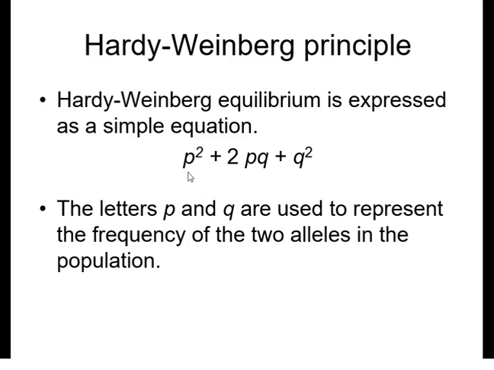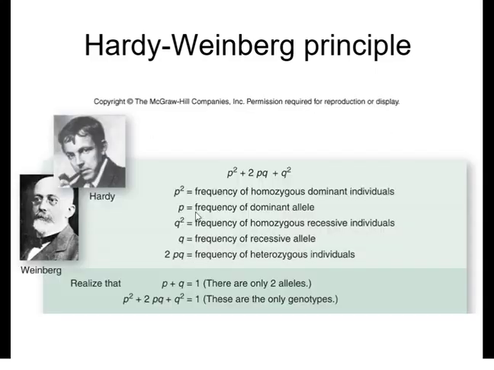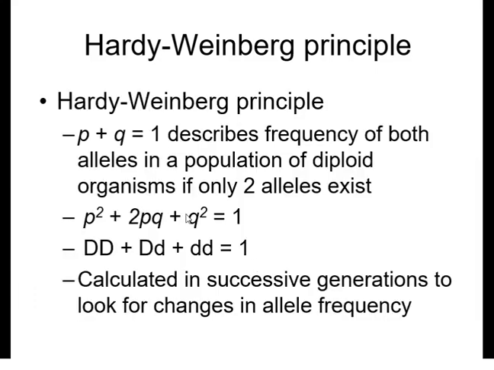If you remember from lecture 15, we learned how the distribution of alleles can be determined by the Punnett square, the law of segregation. And all this equation illustrates is the distribution of alleles between homozygous dominant, heterozygous, and homozygous recessive individuals. And so the P allele represents the dominant allele, the Q allele represents the recessive allele, and the 2PQ is the heterozygous. So that's what this essentially illustrates.